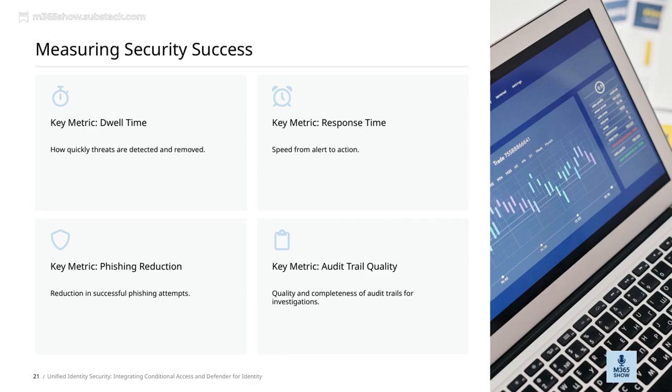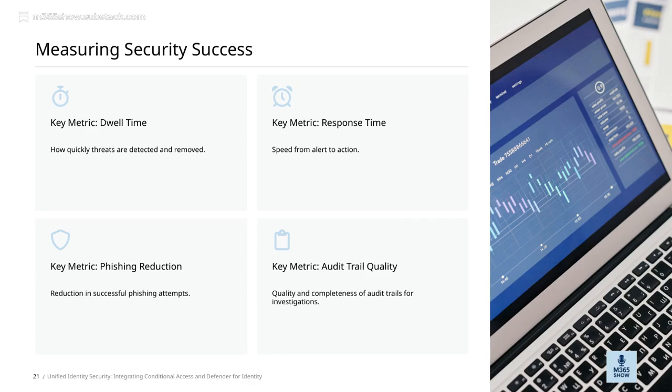Next, we focus on reducing successful phishing attempts. A lower number here means our defenses against social engineering are working effectively. Another crucial metric is response time, how quickly we move from detecting a threat to taking action. Faster responses mean less potential damage. And finally, dwell time tells us how long threats stay active within our environment before they are detected and removed. The shorter this time, the better our overall security posture.